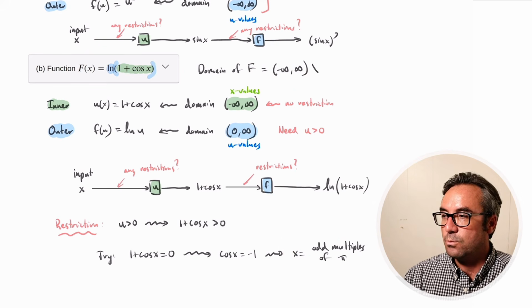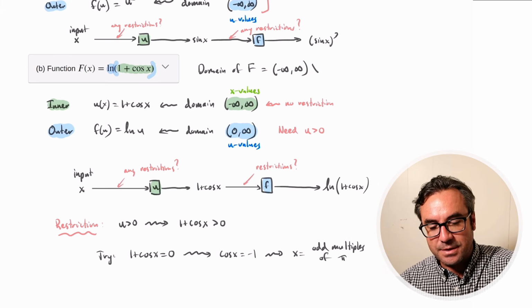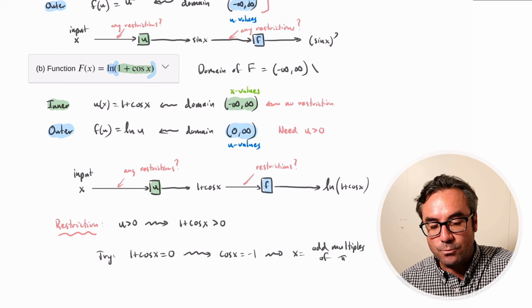So we'll write this. We won't be super precise the way we write this. I'm just going to write this little set theoretic subtraction sign, and we're going to remove just the odd multiples of pi.